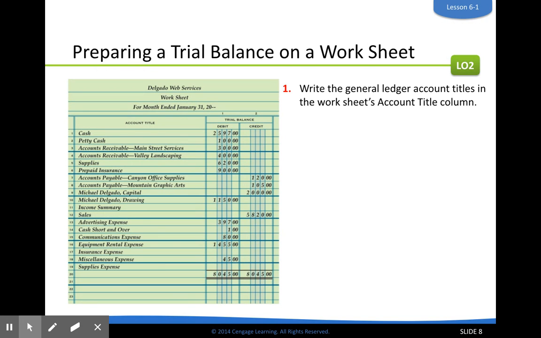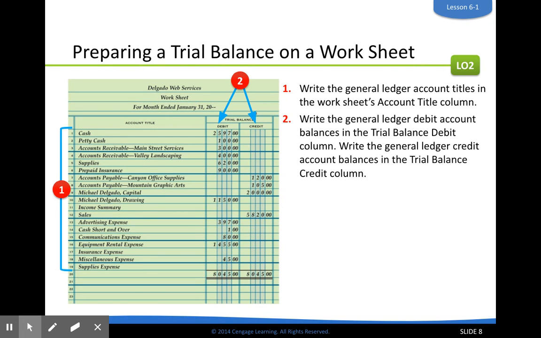So number 1, you write the general ledger account title. So starting with account number 110, our very first account, we write cash and just go through every single account that we have from account 110 all the way through our expenses in the 500s. So step 1, you write the account title. Step 2, you write the debit or the credit amount. Whatever it is in the ledger, that's what it is in our trial balance.